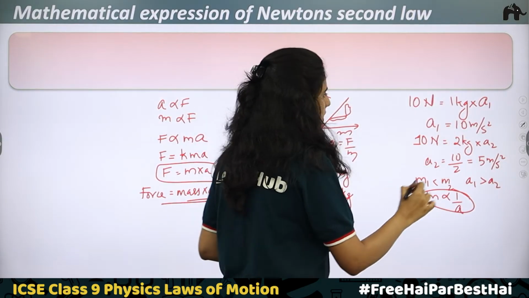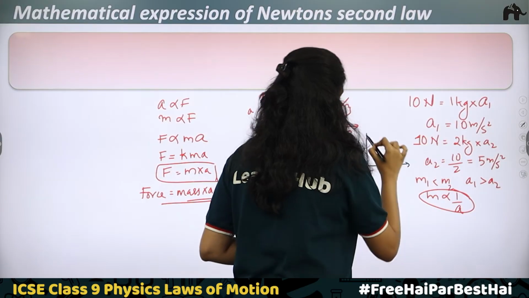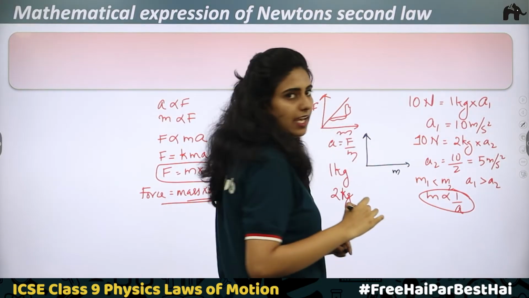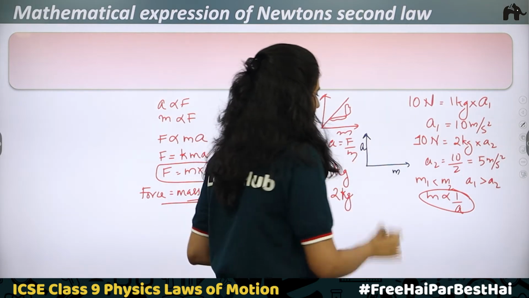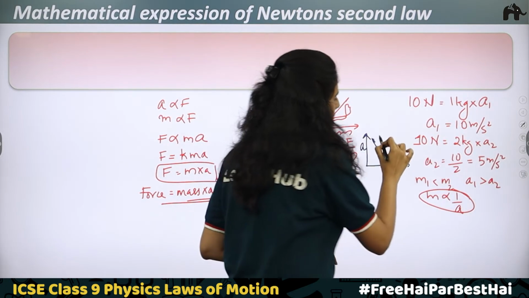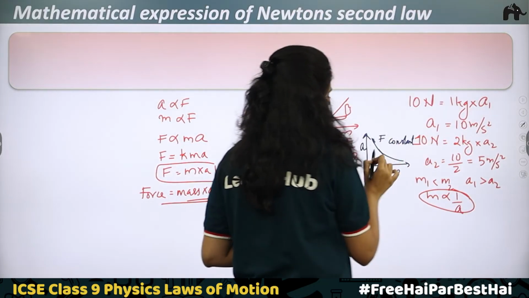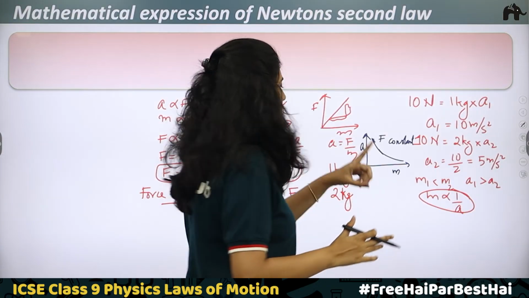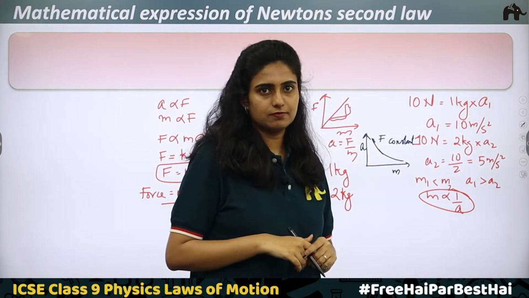Okay, so when you plot a graph with mass taken along the x-axis and acceleration taken along the y-axis, this is how it is. Okay, this is an inverse graph. Here force is a constant. Constant force, this is how you will have the mass on x-axis, acceleration on y-axis graph.